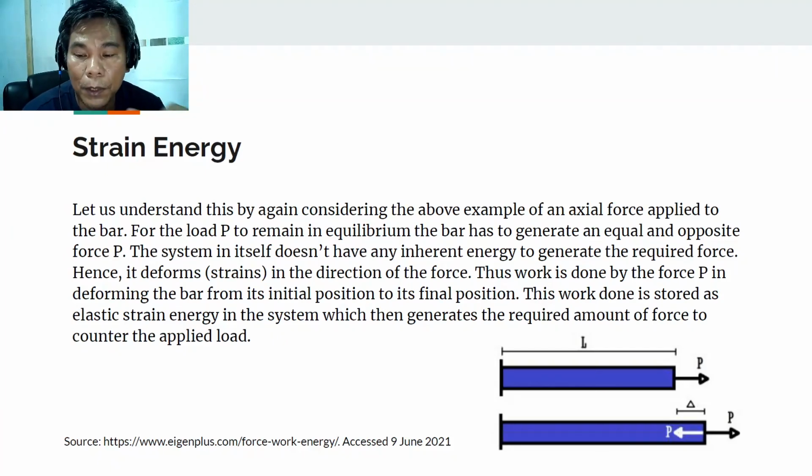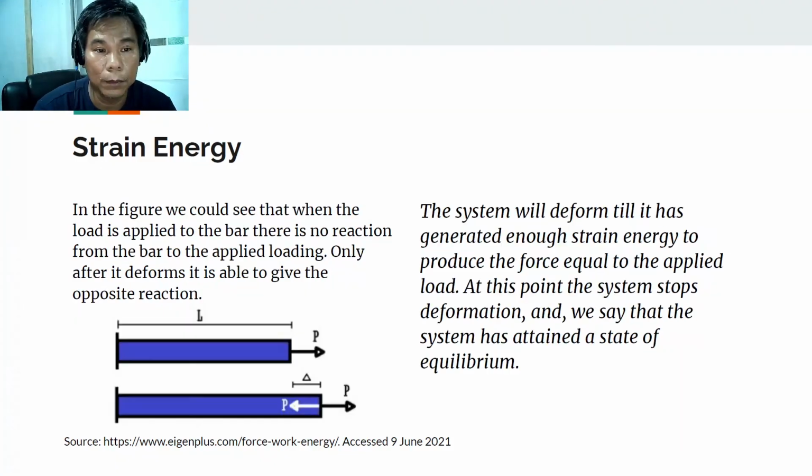You can see in the figure, initially it vibrates, then it moves, and it returns to its original form. So in the figure, we could see that when the load is applied to the bar, there is no reaction from the bar to the applied load. Only after it deforms, it is able to give the opposite reaction. The system will deform till it has generated enough strain energy to produce the force equal to the applied load. At this point, the system stops deformation and we say that the system has attained a state of equilibrium.